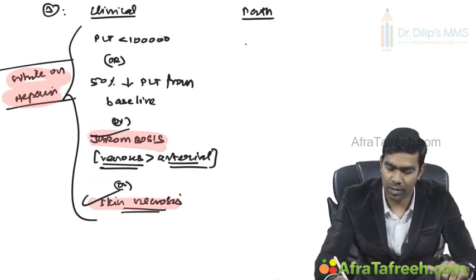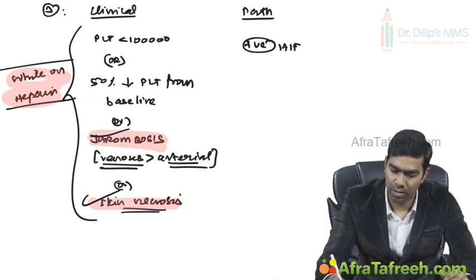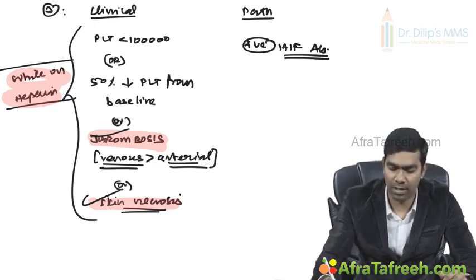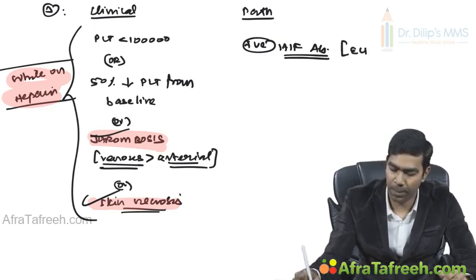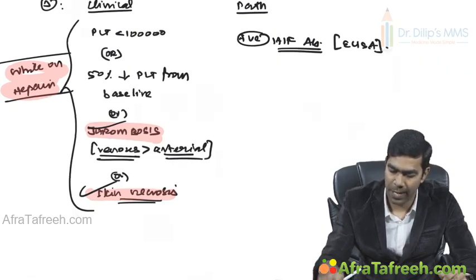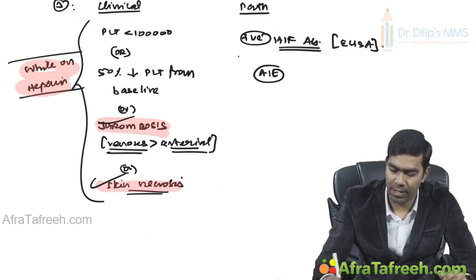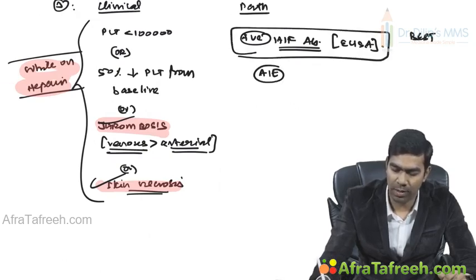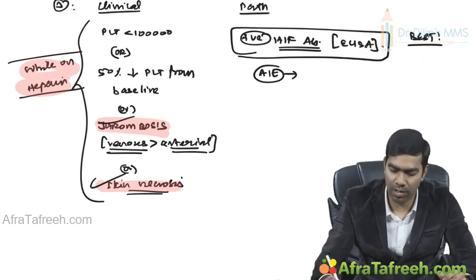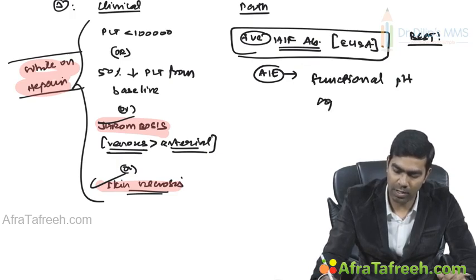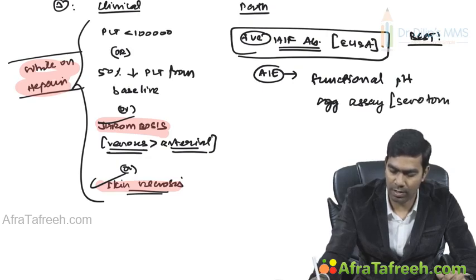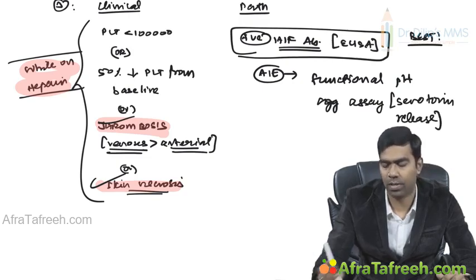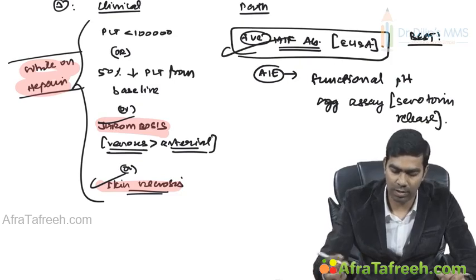Pathological criteria: they have positive HIT antibodies. I told you these IgG antibodies can be assessed through the ELISA method. There is an alternative test, but this is the best, and the one we use currently. But alternative testing is also there. Alternatively, you can use something called a functional platelet aggregation assay, using serotonin. That's called the serotonin release assay. That also you can use actually. Clear? But this is what we prefer.